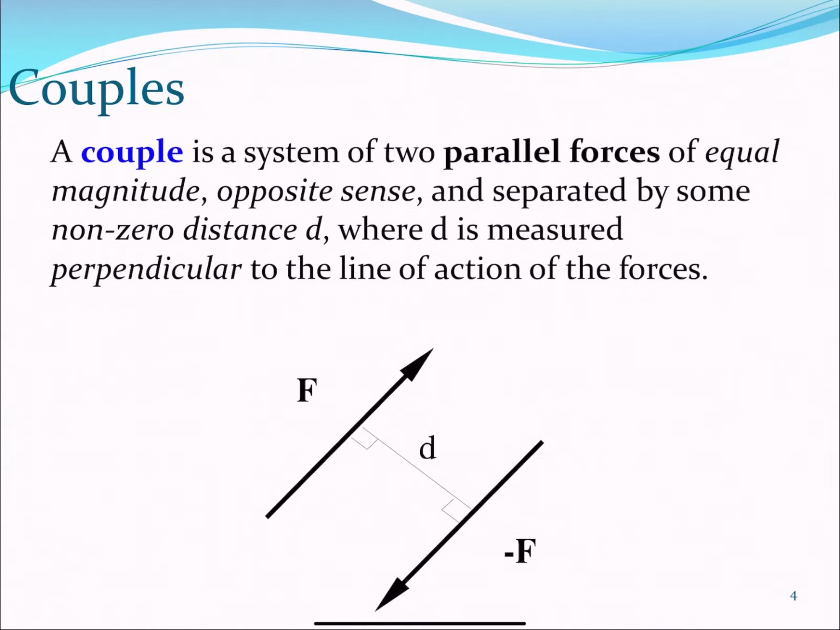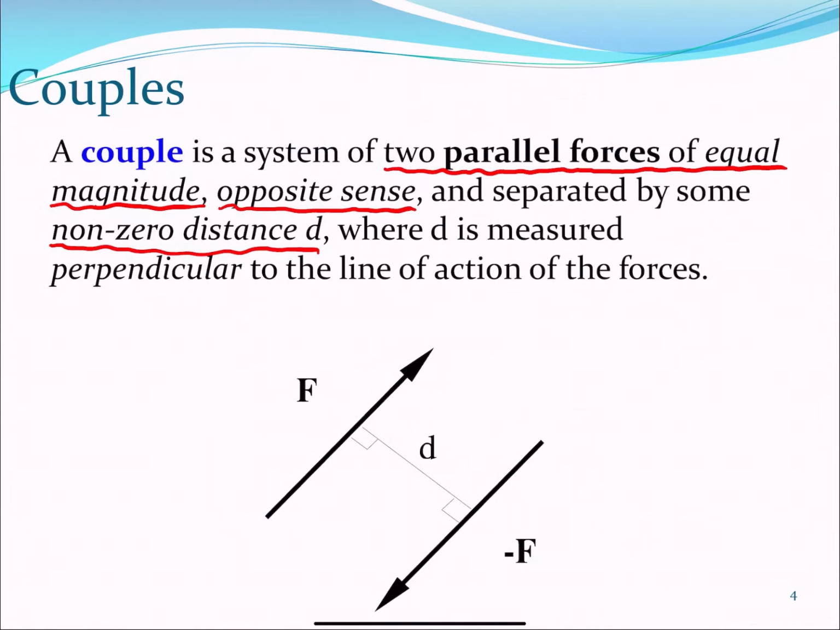Couples. A couple is a system of two parallel forces of equal magnitude. That's the key for having a couple. Opposite sense, and that's where our rotation comes from. Separated by some non-zero distance d, so they have to be a distance d apart, where d is measured perpendicular to the line of action of the forces.